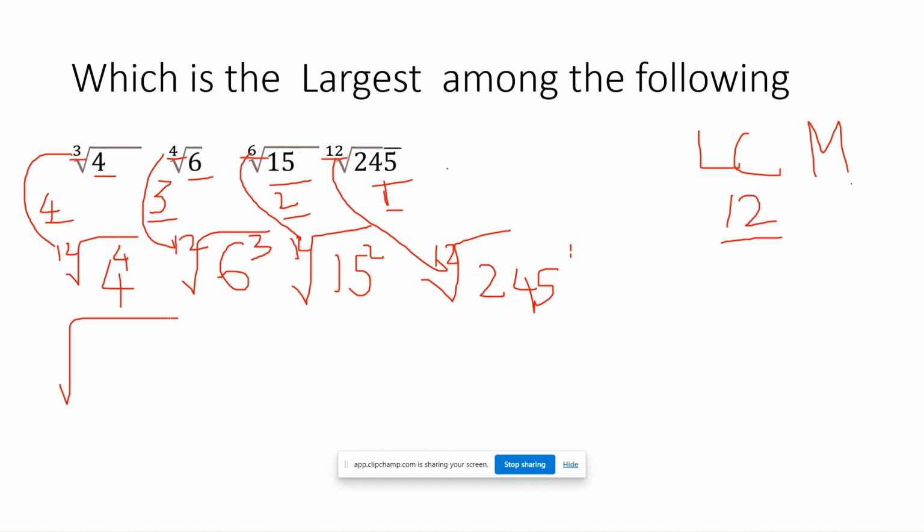Just to see, 4 to the power of 4 is how much? Split it and tell. 256. You have to multiply 4 four times. You will get it as 256.